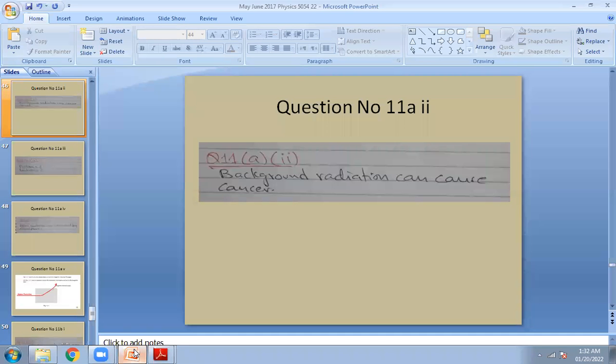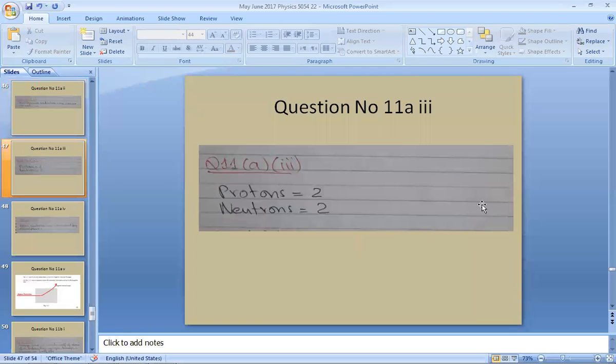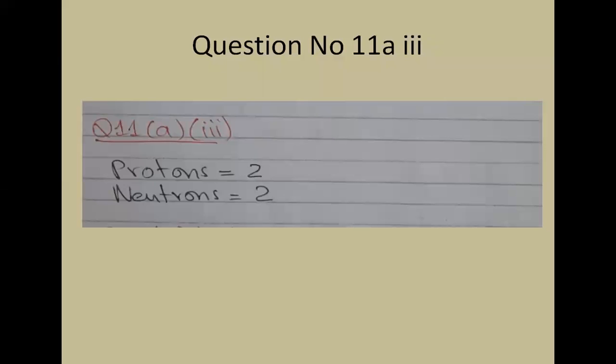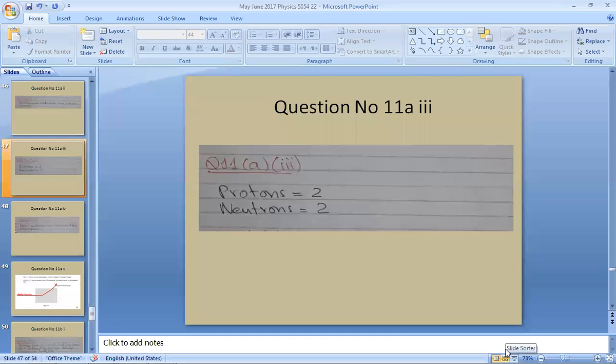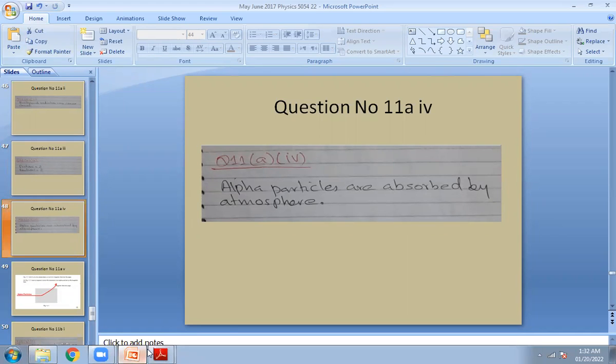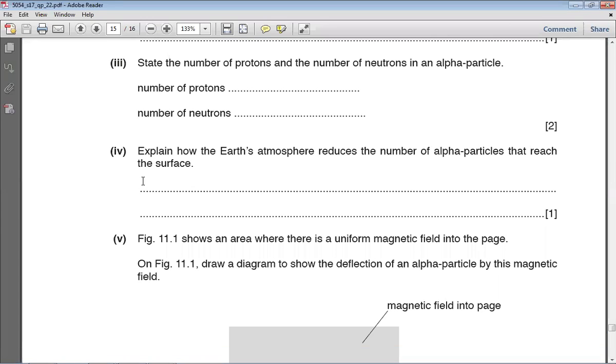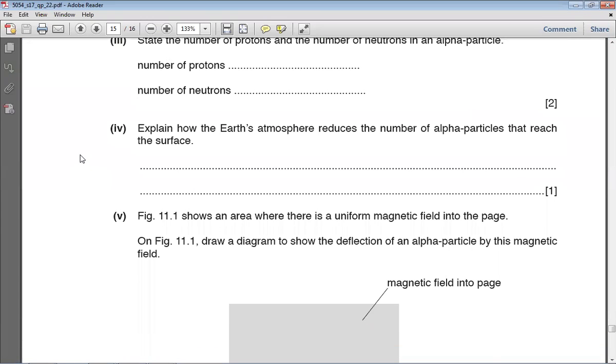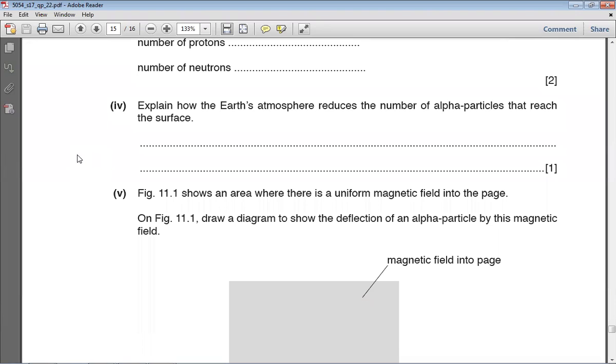So let me show you my answer. The protons will be 2 and the neutrons will also be 2. There will be 2 protons and 2 neutrons in the nucleus of an alpha particle, which is like the nucleus of a helium nucleus. Okay. Another question coming up on your screen. We are done with that.